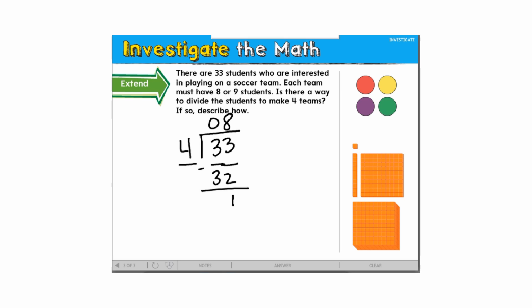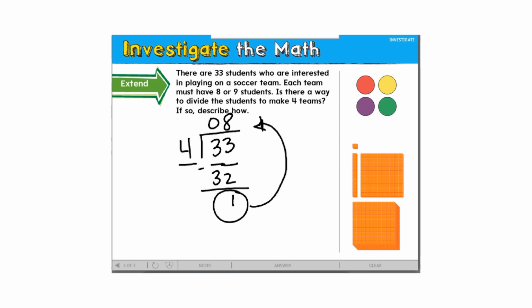Yeah? So what do you think, Nolan? What's your answer? There could be 3 teams of 8 and then 1 team of 9. There's a remainder of 1, so you could add 1 student to another team. So that remainder of 1 would just be an extra person.